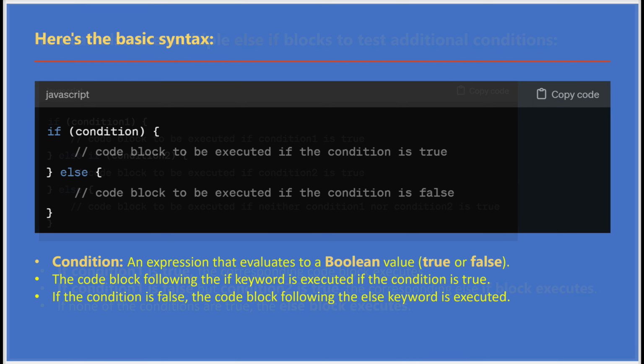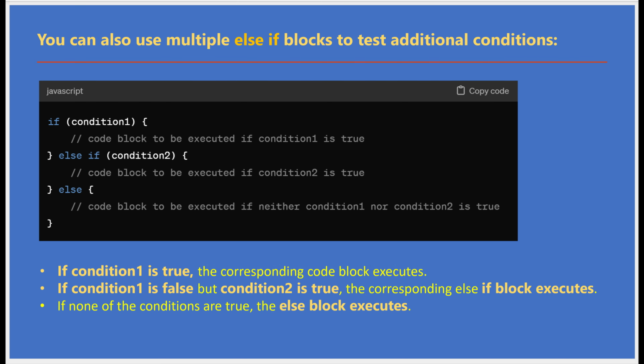But what if there's more than one condition to consider? This is where else-if comes in. You can add as many else-if blocks as you need after the initial if statement. Each else-if block has its own condition and its own code block. If the first condition is false, JavaScript will check the next condition in the else-if block.